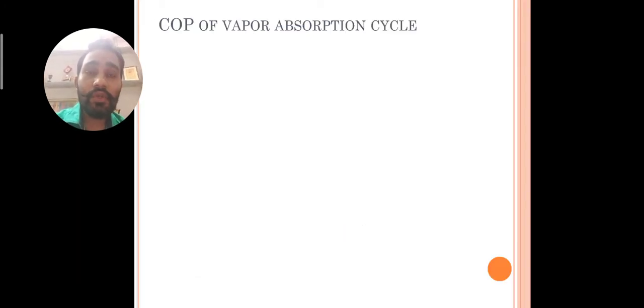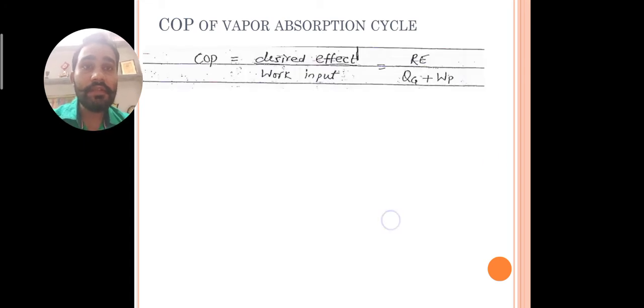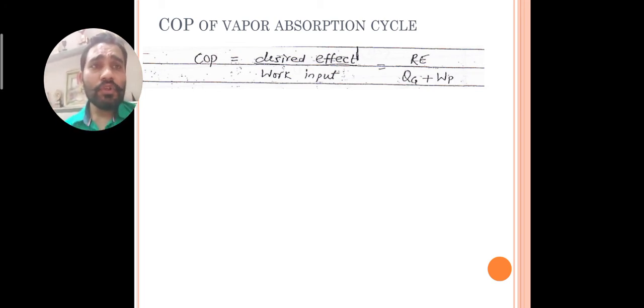What will be the COP of this vapor absorption cycle? So COP is, as usual, the desired effect divided by the work input, where the desired effect is the refrigeration effect. That means the heat which we are supplying at the evaporator. And what is the input? One input we are giving inside the generator, and another input which we are giving at the pump.